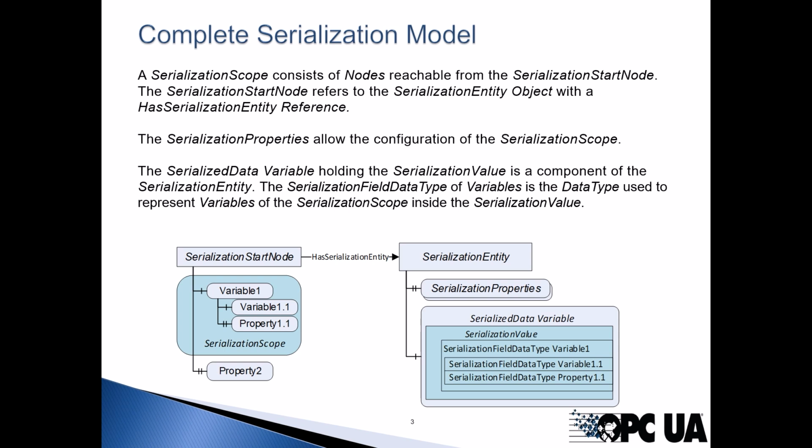A set of properties of the serialization entity object comprises the serialization configuration, determining which variables of the subtree originating from the serialization start node take part in the serialization process. This subset of the information model forms a serialization scope configured by the serialization properties of the serialization entity. The serialization process creates a serialization value data type with serialization field data types for each value in the serialization scope.